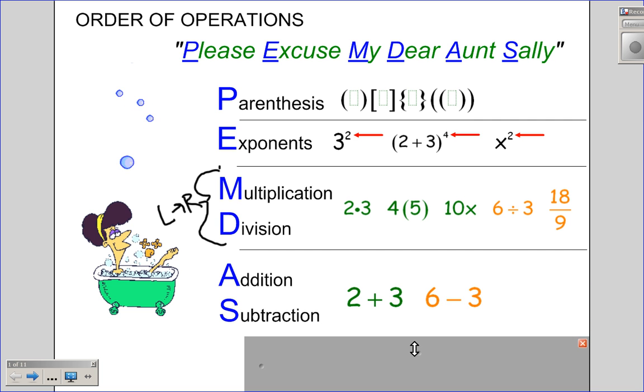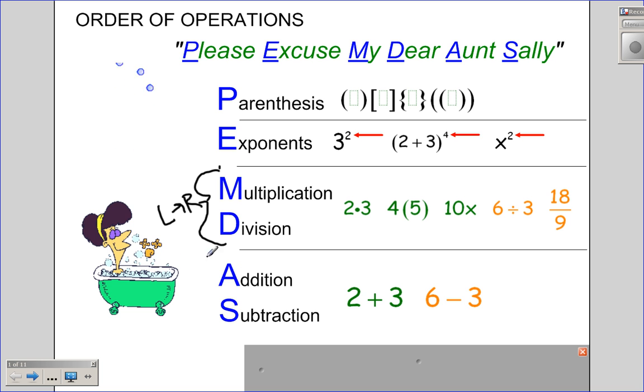Also, the same thing holds true for addition and subtraction. Those are done together from left to right. And we're going to look at a few problems where the subtraction comes first, and we're going to need to make sure that we follow that order.